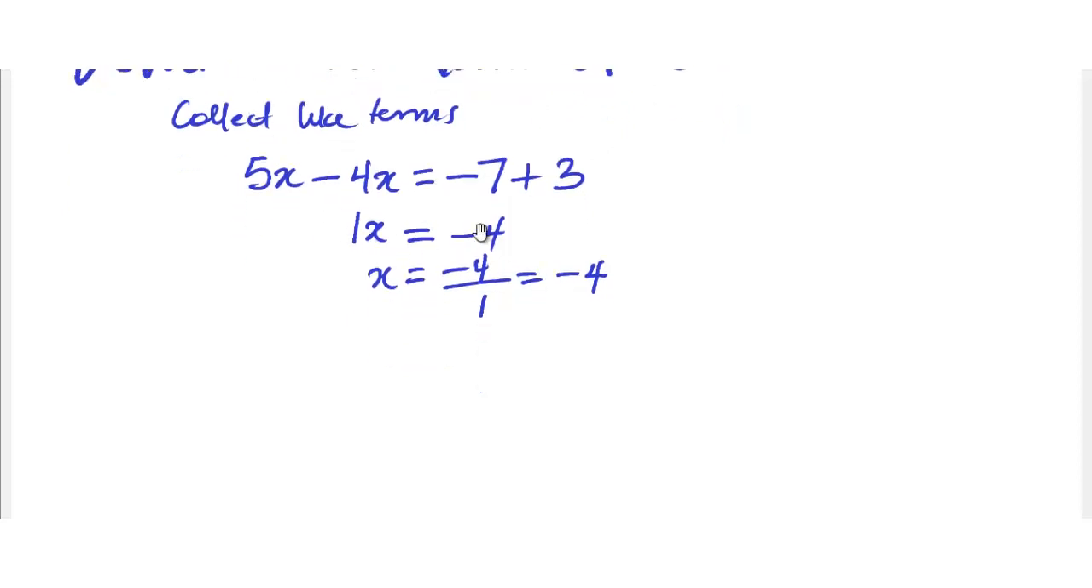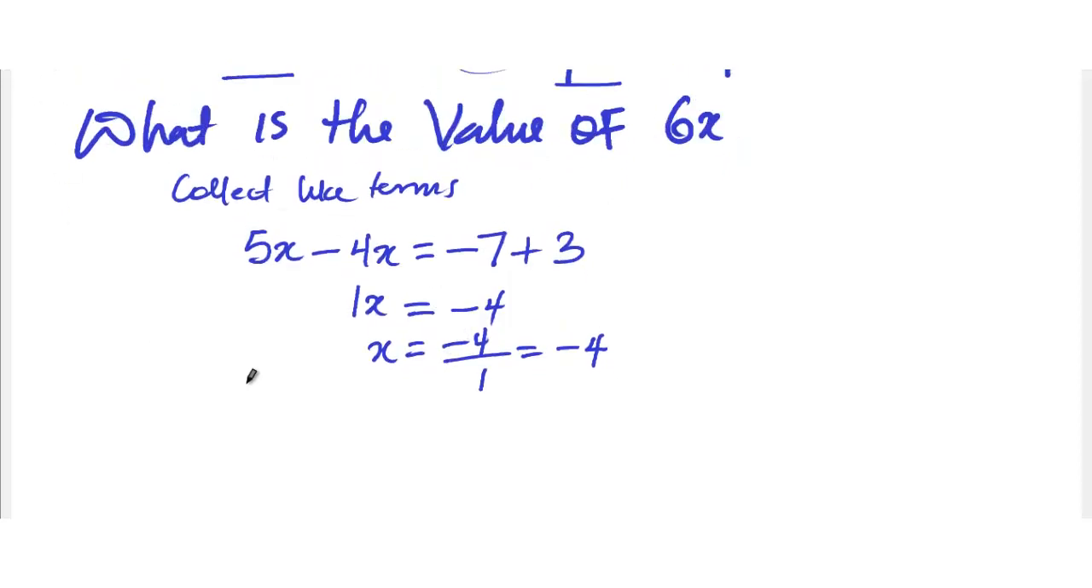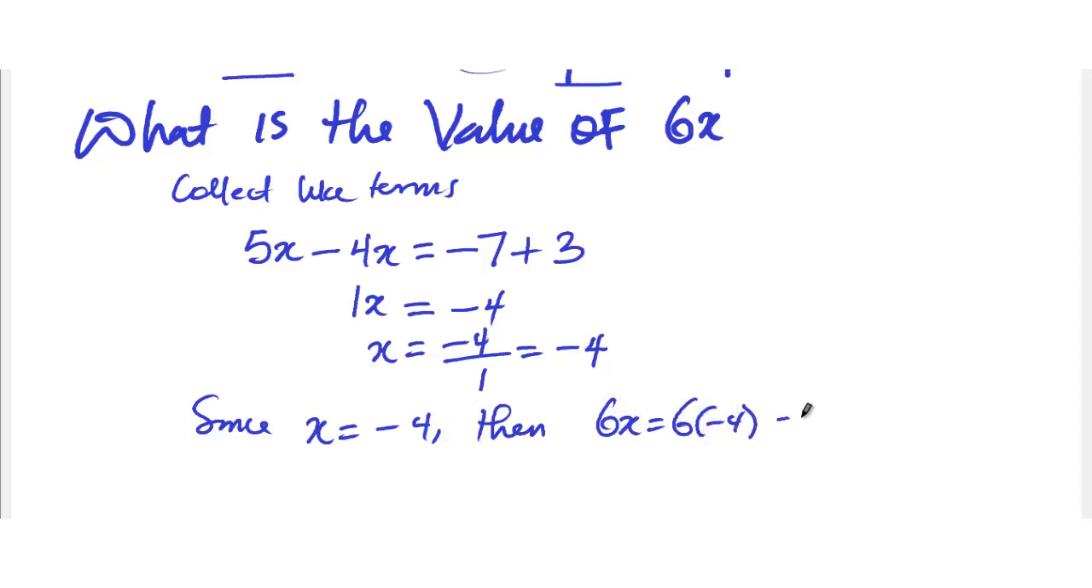So since x is minus 4, then we can say that 6x is equal to 6 into bracket minus 4, and that will be 6 times minus 4, and that will give us minus 24. So the value of 6x is minus 24.